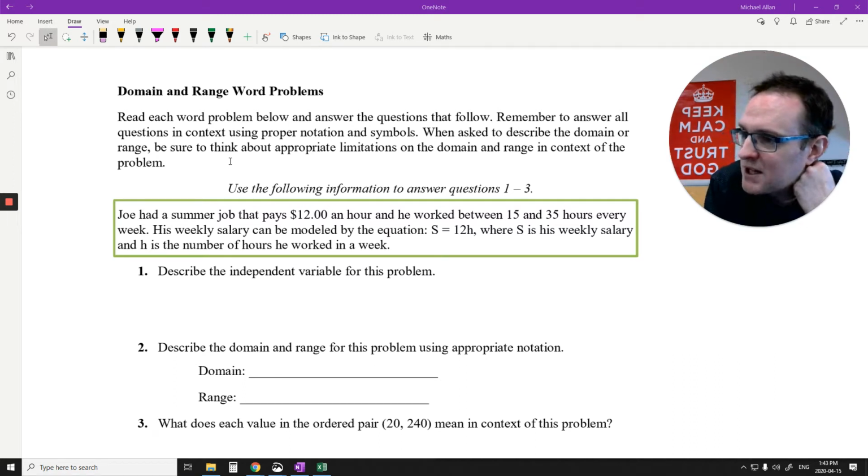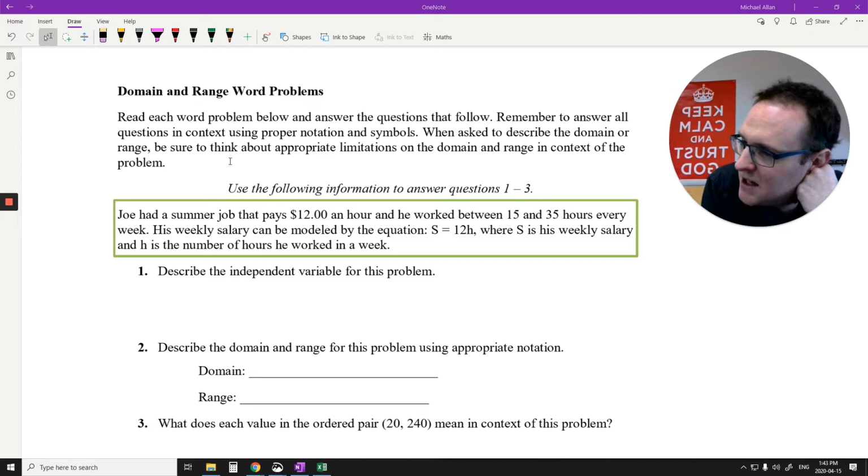Joe had a summer job that pays $12 an hour, and he worked between 15 and 35 hours every week. His salary can be modeled by this equation. S is equal to 12 times H. S is his weekly salary, assuming in dollars. Which makes sense, 12 times H, if H is the number of hours. If I work 1 hour, I get 12. If I work 2 hours, I get 24.